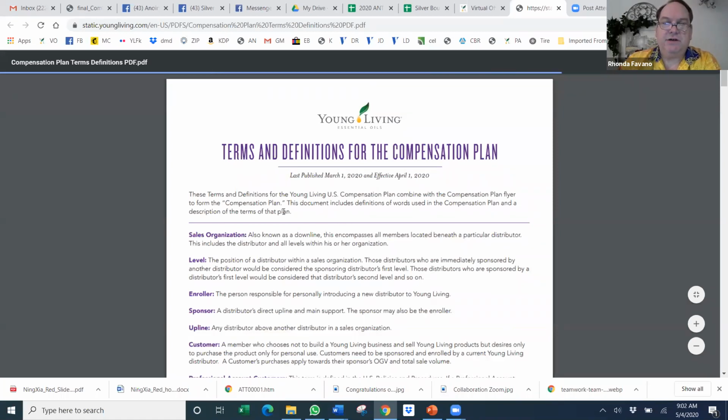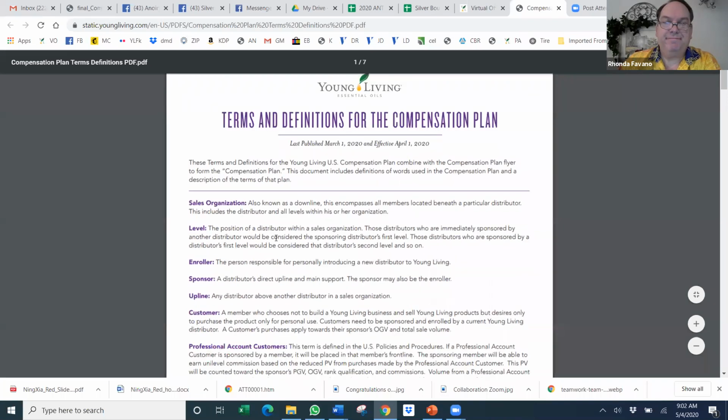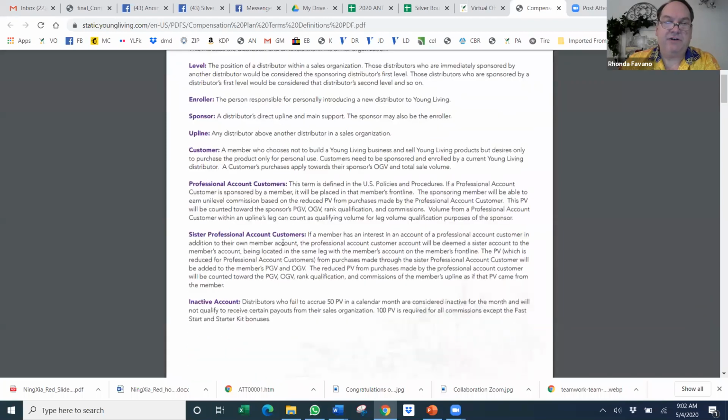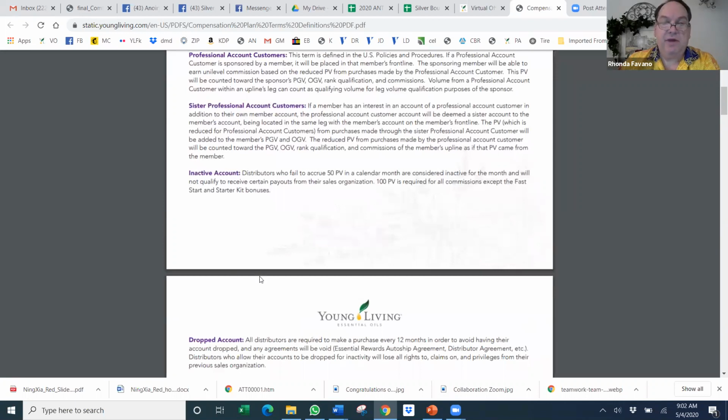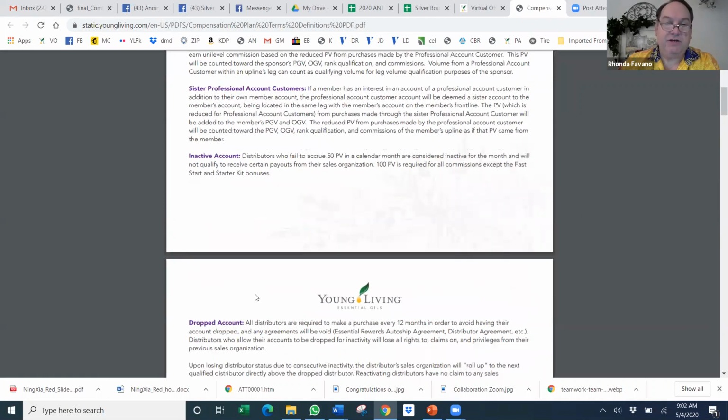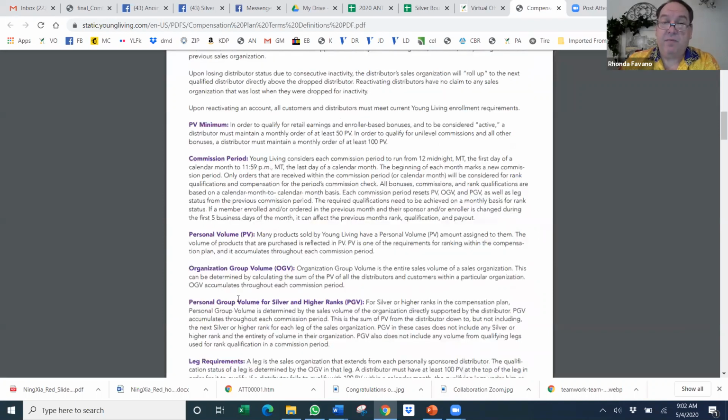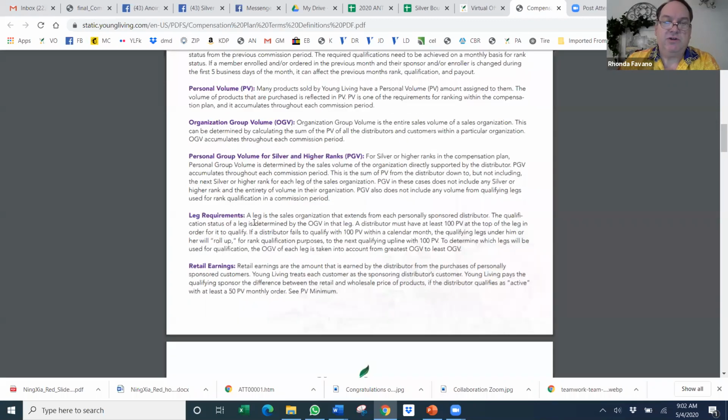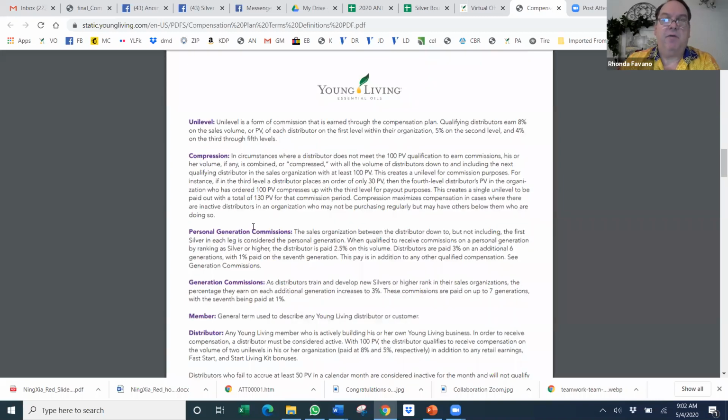So this shows you all the different verbiage for the comp plan. It talks about professional accounts, inactive, dropped accounts, commission period, PV minimums, personal volume, organizational volume, leg requirements, retail earnings. You only have to have 50 PV to earn retail earnings, not 100, just so you know. So this is a good form to look at. That's a good place to go. That's one thing I wanted to show you.